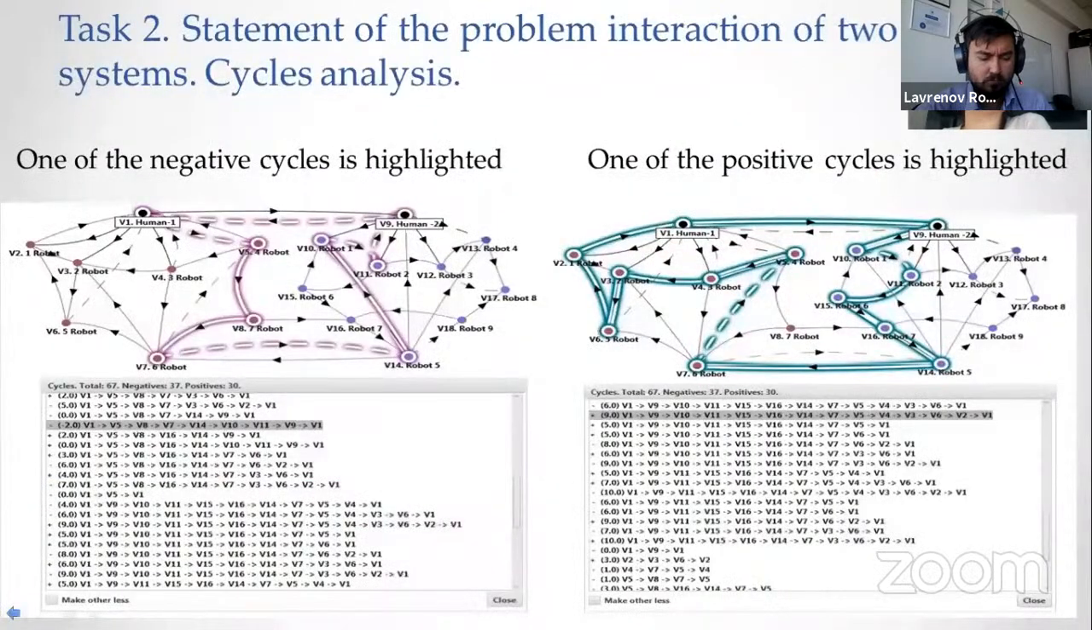Now we're going to conduct a cycles analysis. In the slide, we can see 1 negative and 1 positive cycles, which are highlighted in the figures. In total, there are 67 cycles in the model, of which 37 are negative and 30 are positive.